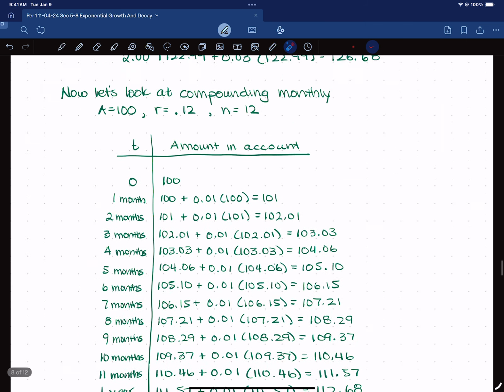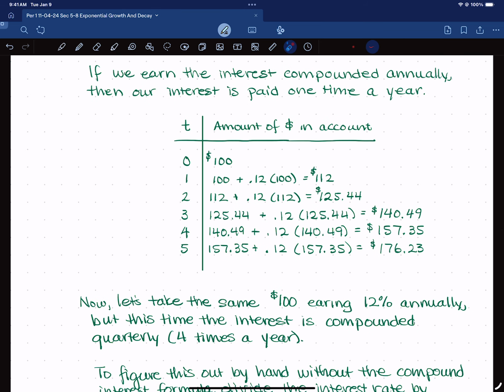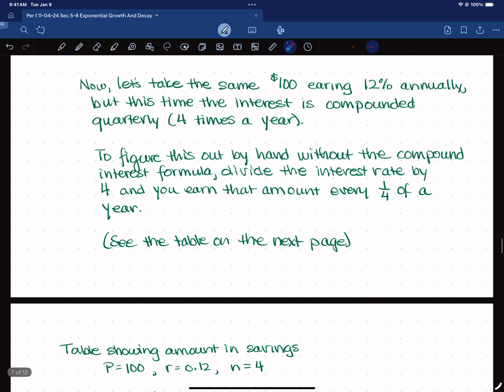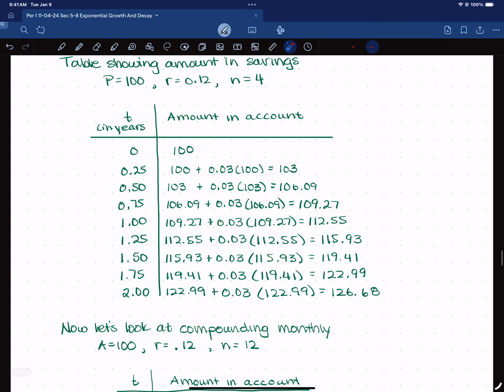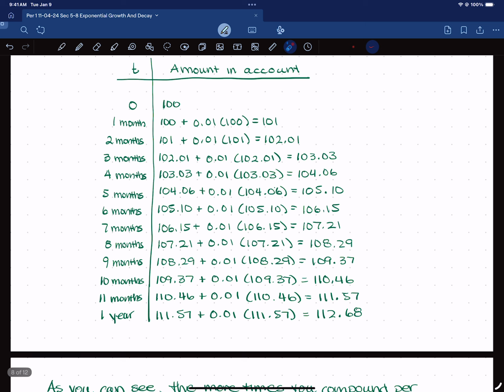In other words, going back to this table, if we were compounding one time per year, after 1 year we only had 112. Compounding four times a year, we had 55 cents more. Compounding 12 times a year, we had 68 cents more. So the more times that you compound, the more money you make.